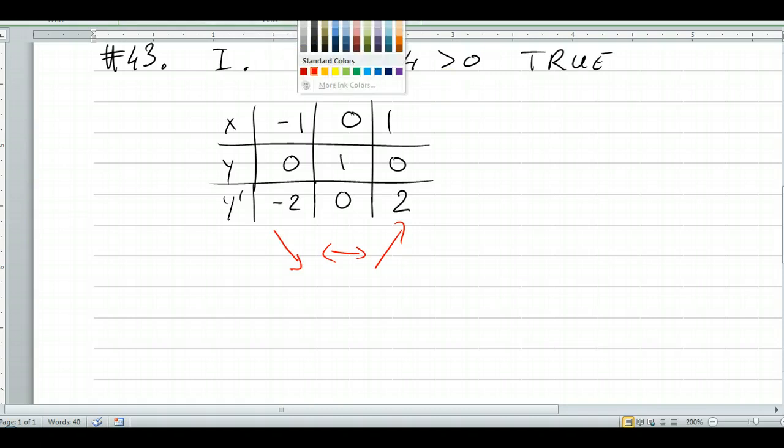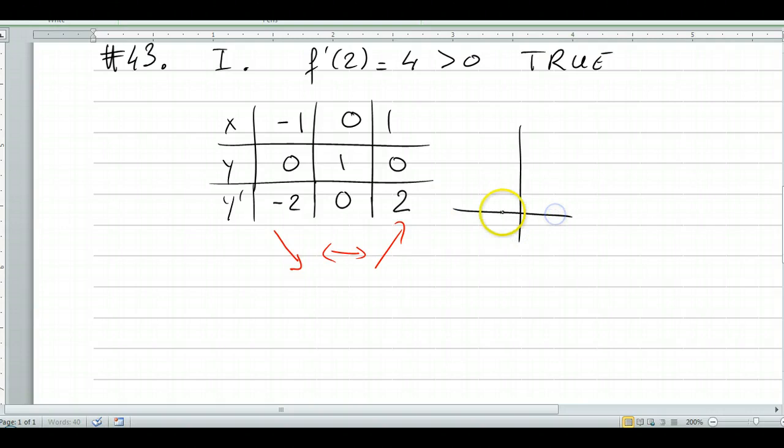Let's see why. Let's try to plot some of the output. If you plot the output, I think it should be pretty obvious. At -2, the output is 5. I'm going to put 5 right here. At -1, the output is 0. At 0, the output is 1. And at 1, the output is 0. And at 2, the output is 5.